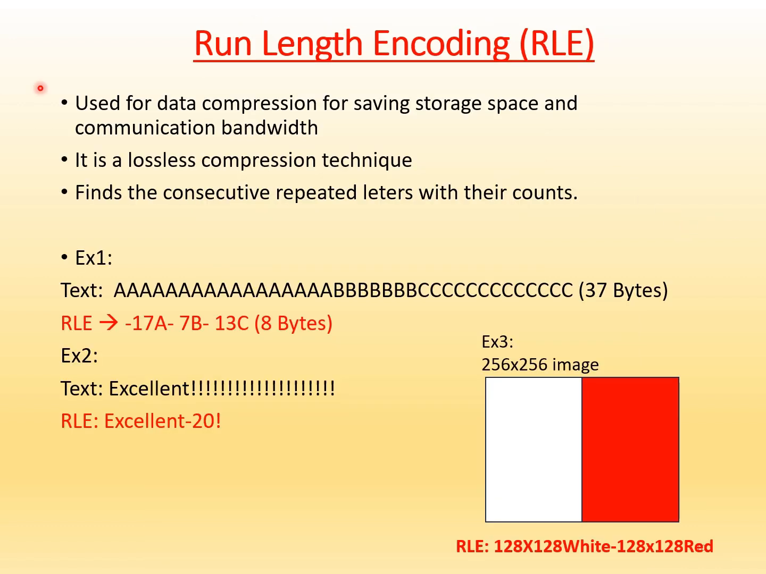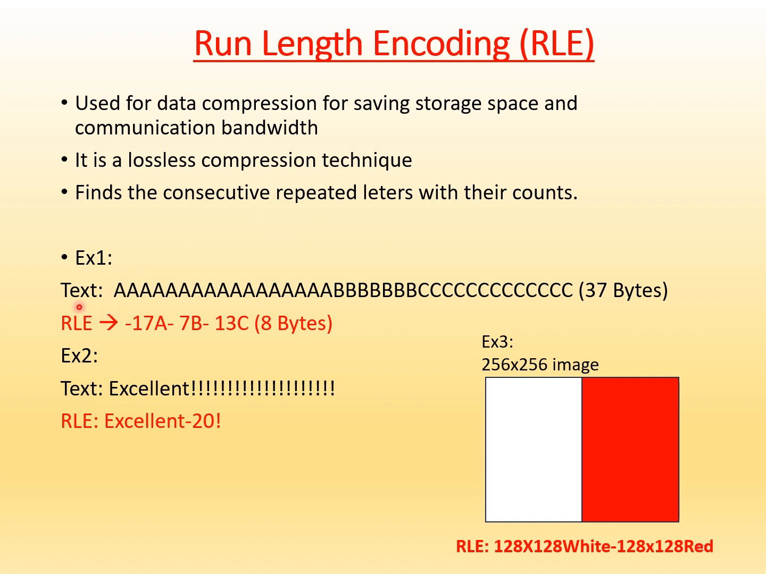Let's look at the third code, which is called run length encoding, or RLE. It's a very simple, very easy code. It was the first code that was developed, and it is used to compress data. Suppose you are storing a lot of data, and if you can compress it with fewer code words, then you are saving memory or communication bandwidth.